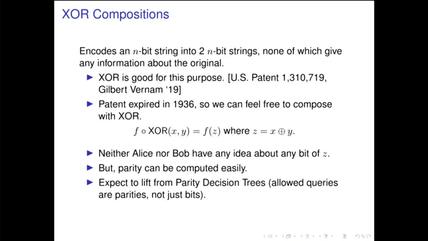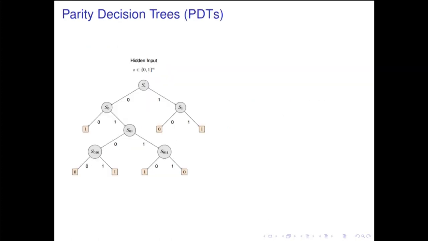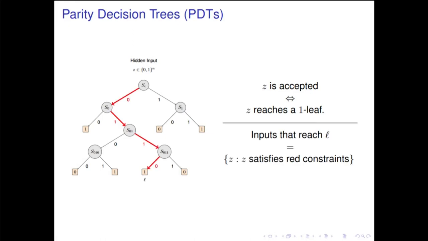So the allowed queries are all parities. This is what a parity decision tree would look like. You have a hidden input. Each node has a subset of N associated with it. And the way you go down this decision tree is you look at the subset at the root, and you find out the parity of those bits of Z. If that parity is 0, you go to the left. If that parity is 1, you go to the right. And so on, you reach a leaf, and you output that. It's exactly the same as you would expect it to be.